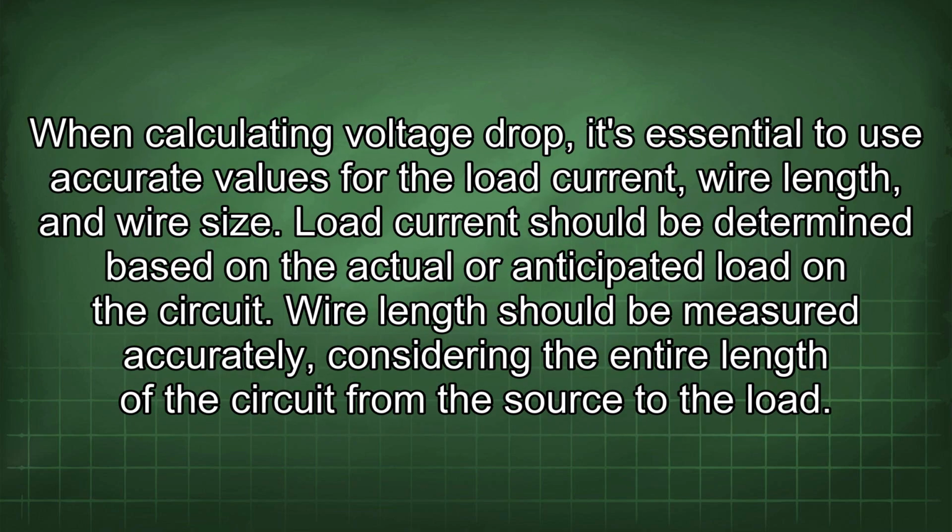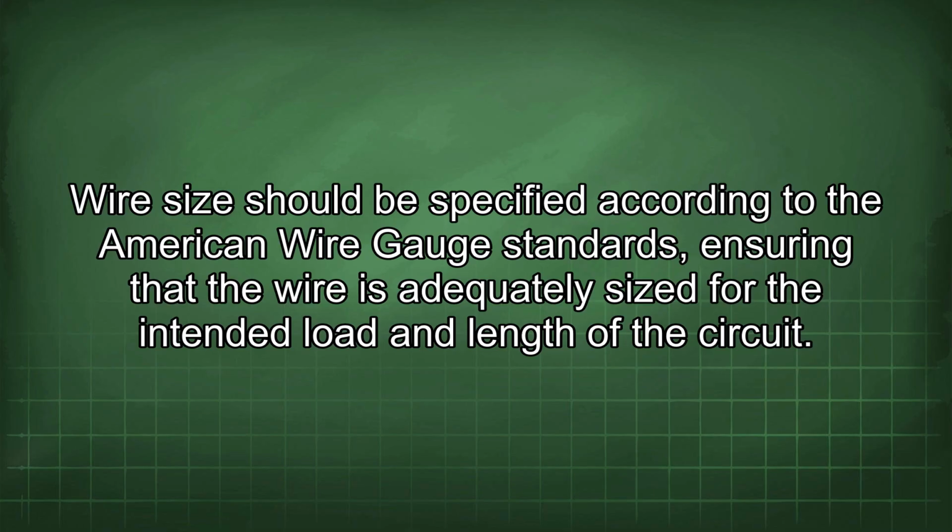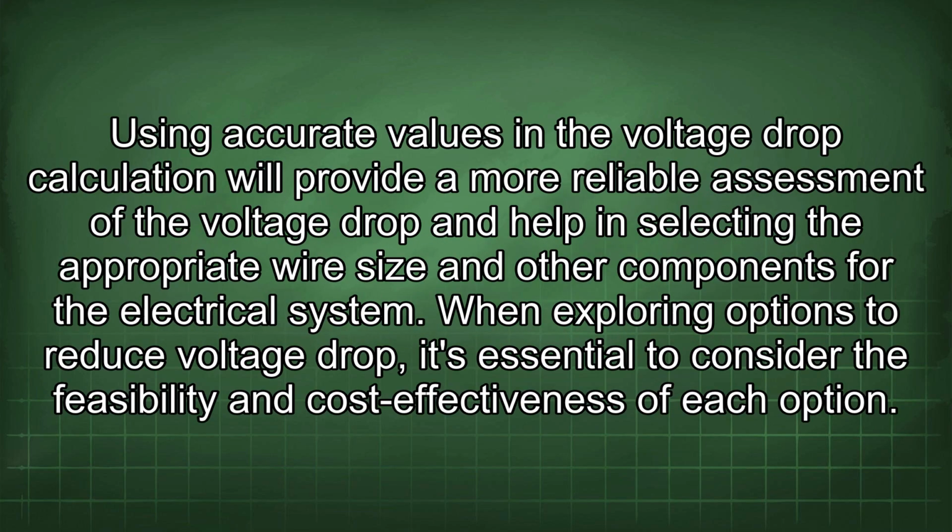When calculating voltage drop, it's essential to use accurate values for the load current, wire length, and wire size. Load current should be determined based on the actual or anticipated load on the circuit. Wire length should be measured accurately, considering the entire length of the circuit from the source to the load. Wire size should be specified according to the American Wire Gauge standards, ensuring that the wire is adequately sized for the intended load and length of the circuit. Using accurate values in the voltage drop calculation will provide a more reliable assessment of the voltage drop and help in selecting the appropriate wire size and other components for the electrical system.